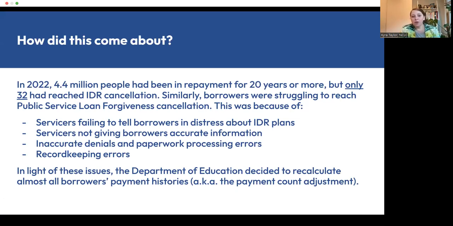So in 2022, 4.4 million people had been in repayment for 20 years or more, but only 32 had reached income-driven repayment cancellation, which is shocking. Because you're supposed to be able to get to cancellation under the income-driven repayment plans after 20 or 25 years. Similarly, borrowers were struggling to reach public service loan forgiveness cancellation for similar reasons. This was because servicers were failing to tell borrowers in distress about the income-driven repayment plans. Servicers were not giving borrowers accurate information about public service loan forgiveness or the income-driven repayment plans. Servicers were making inaccurate denials and were making errors when they were processing paperwork. And in addition, there were rampant record-keeping errors. So in light of all of these issues, the Department of Education decided to recalculate almost all borrowers' payment histories, and this is called the payment count adjustment.